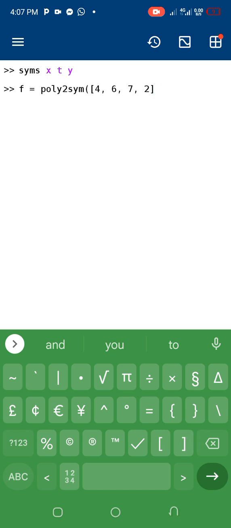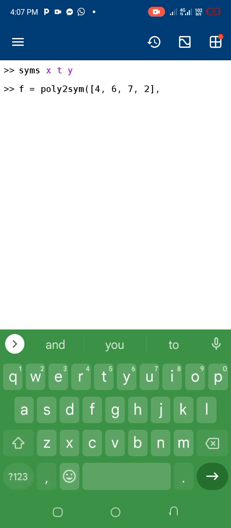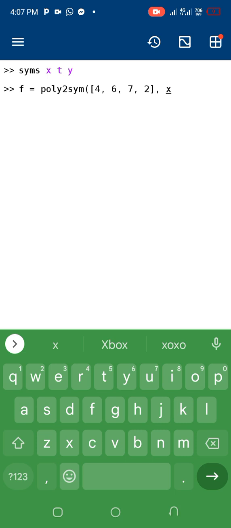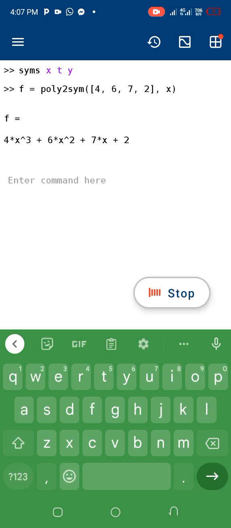Then we finish, and maybe we can say we want our polynomial to be in t. Okay, let us say x. We want it in x. Okay, so what happens is that our polynomial is 4x cubed plus 6x squared plus 7x plus 2.